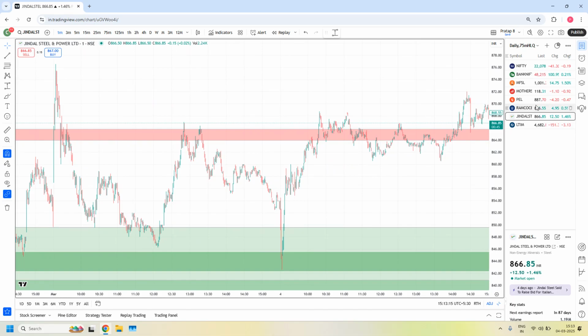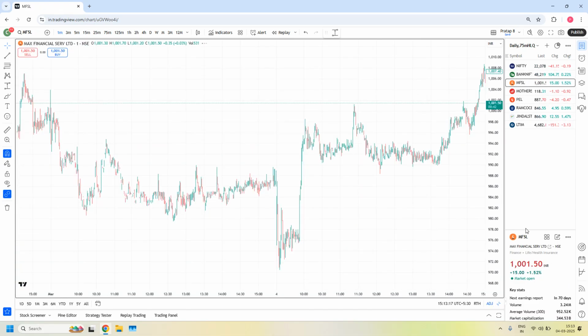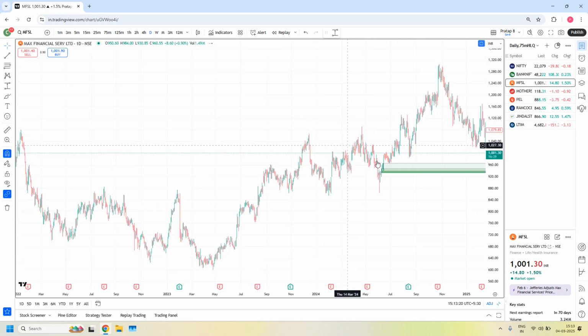Remaining all, we did not get any trades. Look into the first one, MFSL. This is a daily high liquidity zone.